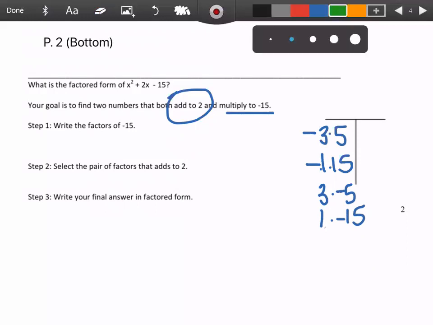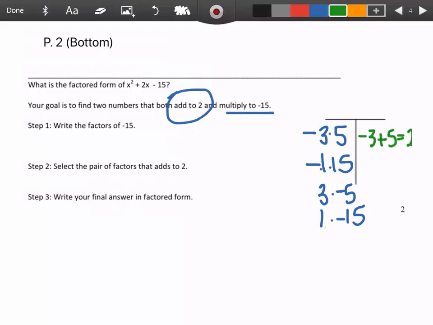And then we need to find the sum. So negative 3 plus 5 gives us 2. That ran off the screen a little bit. And negative 1 plus 15 is equal to 14. 3 plus a negative 5 is equal to negative 2. And then I'm running out of space, so 1 plus a negative 15 equals negative 14.